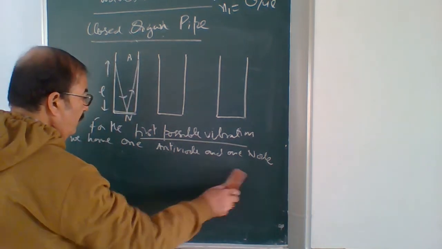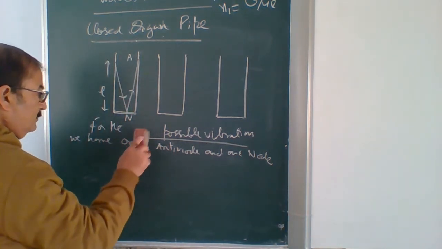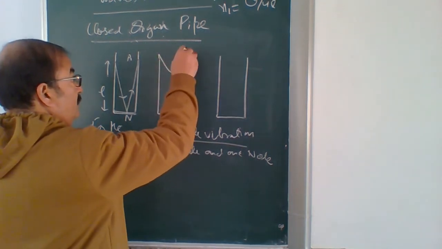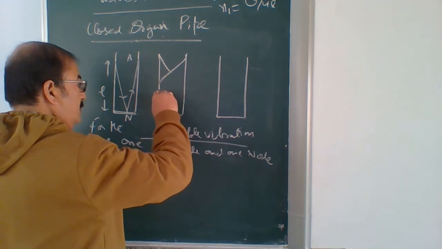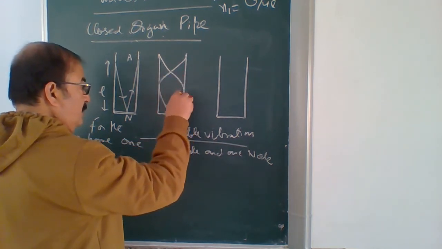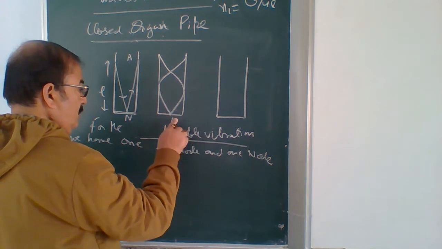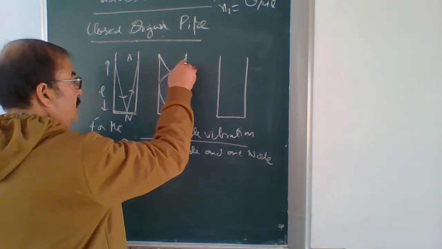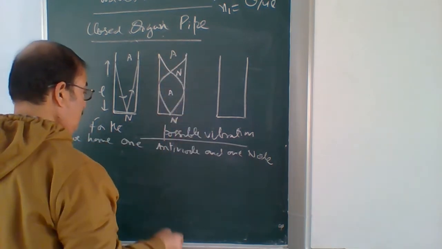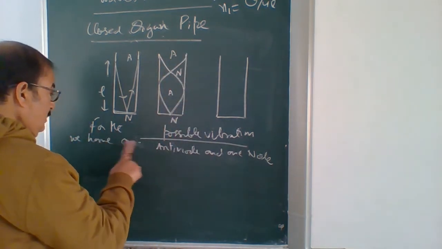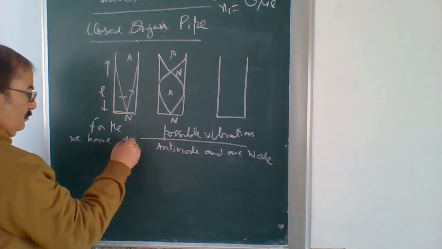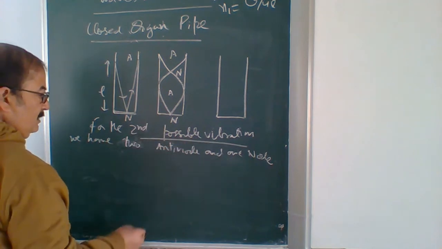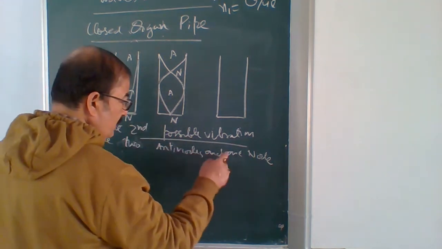Now for the second possible vibration, what will happen? At the open end there is always an antinode, and at the closed end there is always a node. This is node, this is antinode, this is again node, this is antinode. That means in the second possible vibration, we have two antinodes and two nodes.